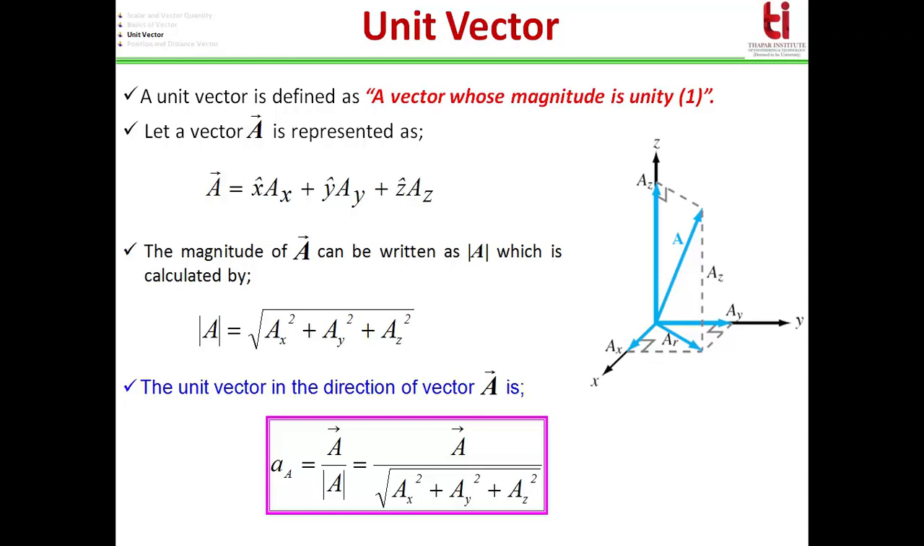The unit vector in the direction of vector A can be written as a_A, that is equal to vector A divided by mod of A, and this is equal to vector A divided by the square root of Ax square plus Ay square plus Az square.